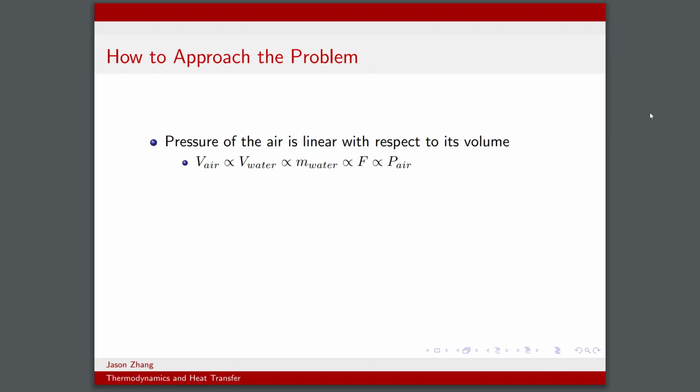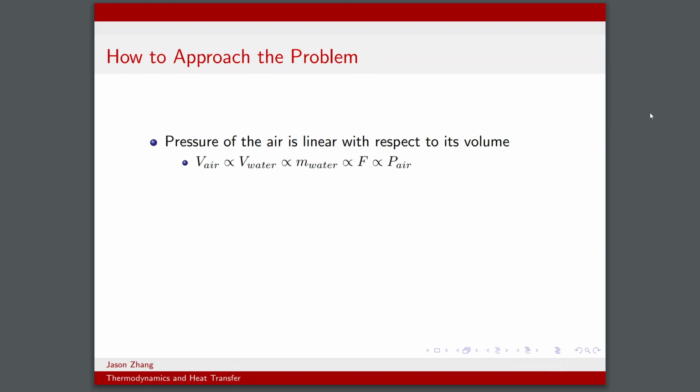of the air at steady state is going to be equal to the pressure exerted on it from the other side of the piston, right? Otherwise the piston would be moving and we're not at steady state. So at steady state, the pressure of the air would be equal to the pressure exerted by the water due to its weight, as well as the atmospheric pressure. So these quantities are all related to each other in some linear way.